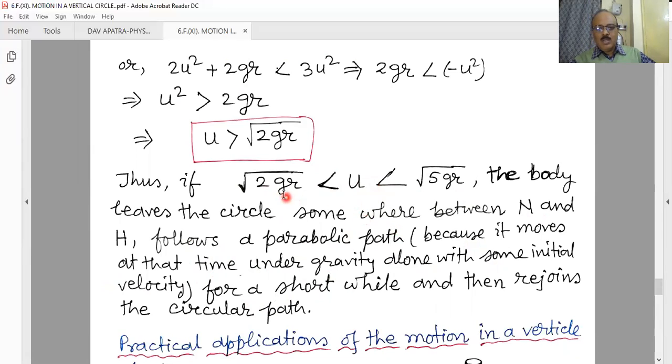That means when the velocity at the lowest point, that is u, is between these two values, after a certain height, after a certain point, the tension will be 0. And when tension is 0, it has some velocity also. Velocity is not 0, and it moves under gravity alone. Therefore the path will be a parabolic path, because it now becomes a projectile. For a small time it will be parabolic, and after that it will rejoin the circular path. But at that time it will leave the circular path, and the path will be parabolic, because it only moves under gravity alone.